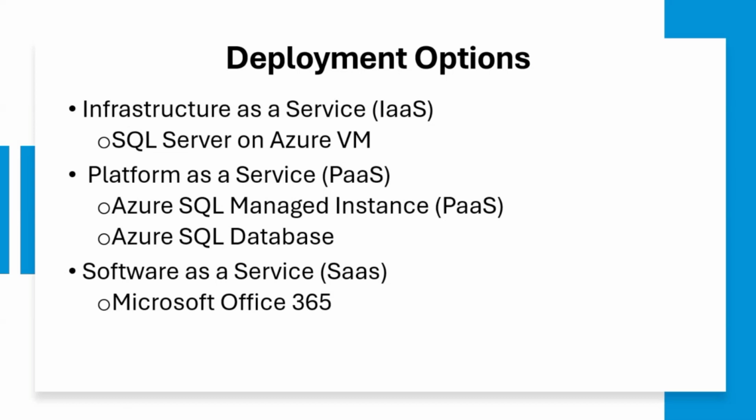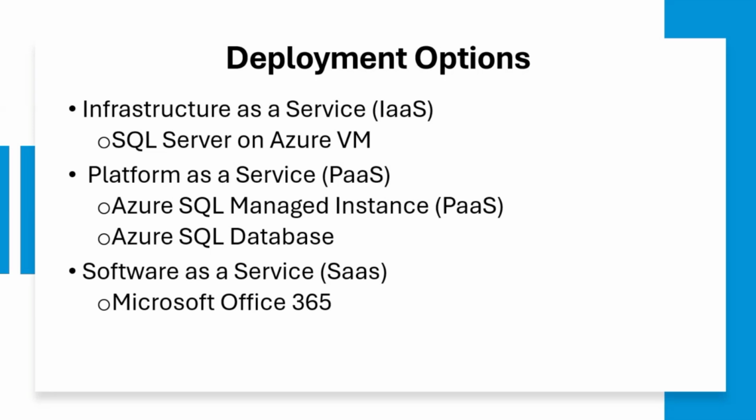In Azure, we have multiple deployment models. Those are three. The first one is infrastructure as a service, which we call IaaS, platform as a service, which we call PaaS, and software as a service, which we call SaaS. Let's look into each of these deployment models.